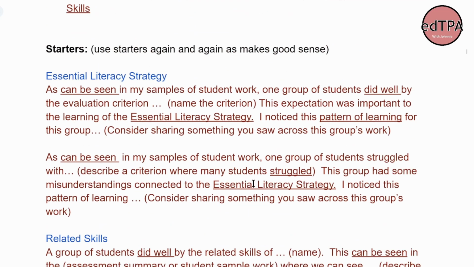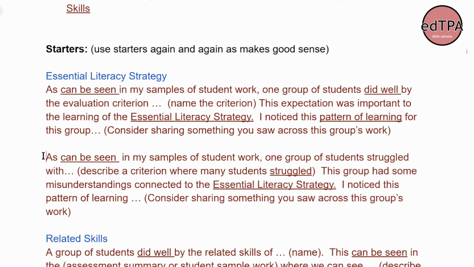So here are starters. It's going to have a similar form as before. Use these as you need. So for groups of students, essential literacy strategy. As can be seen in my samples of student work, one group of students did well by the evaluation criterion. Name the criterion. This expectation was important to the learning of the essential literacy strategy. I noticed this pattern of learning for this group. Consider sharing something you saw across students' work. Okay? And so you're being specific about something they did in their work and did well by.